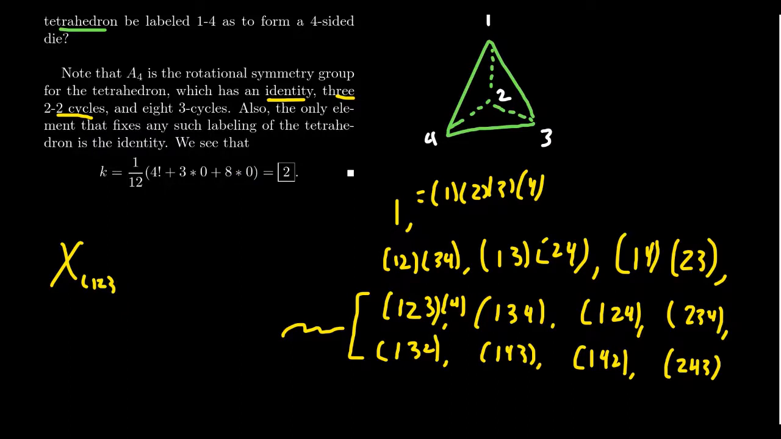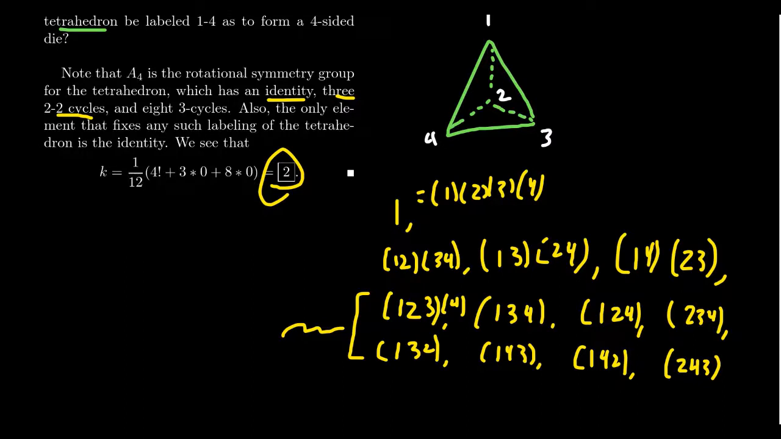So by Burnside's theorem, the number of labelings here is going to be 1 over the order of the group, which is 12. That's A4. You have 4 factorial plus 0 plus 0. So you get 4 factorial, which is 24, over 12. That just gives you 2. So it turns out there are only 2 labelings of a 4-sided die. One of them's on the screen right now. Can you come up with the other one that is actually non-equivalent to the one on the board right now?